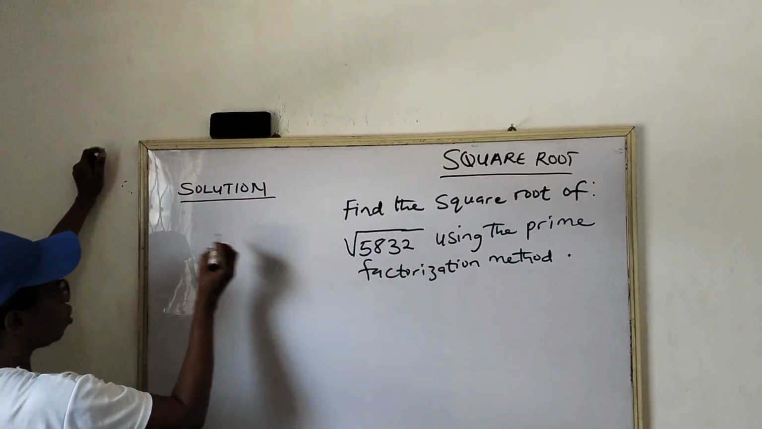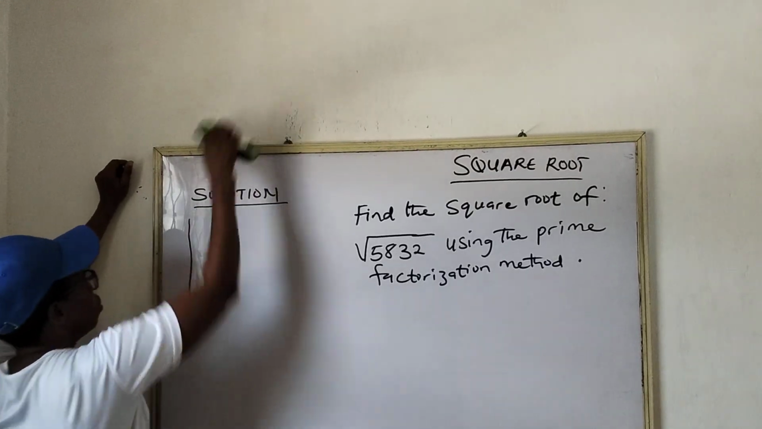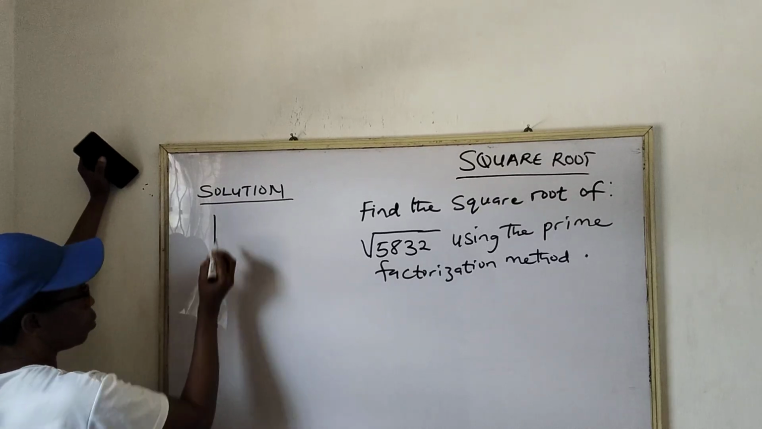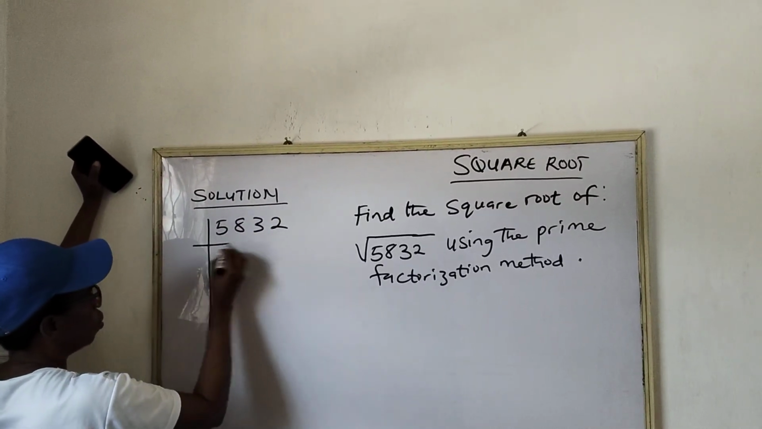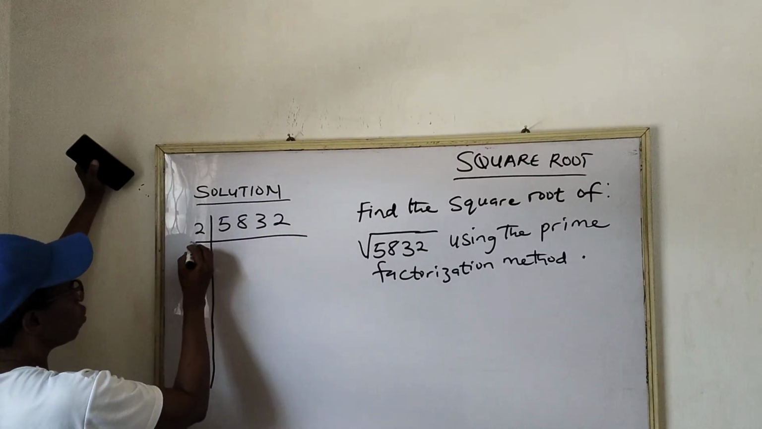Using prime factorization method, we are going to use long division to find it. Now, we're going to use long division for it. So we do it like this. Write the number 5, 8, 3, 2. Since the number that ends it is an even number, 2 will go there.